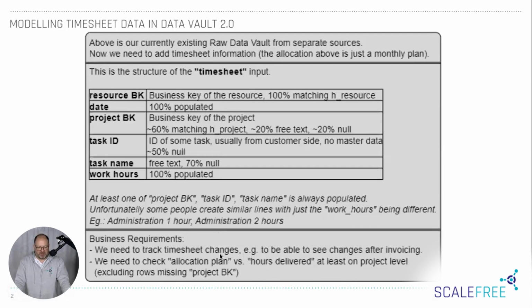They need to keep track of timesheet changes. So somebody modifies the work hours, for example. And we need to keep track of allocation plan versus hours delivered, at least on project level, excluding rows missing the project business key.